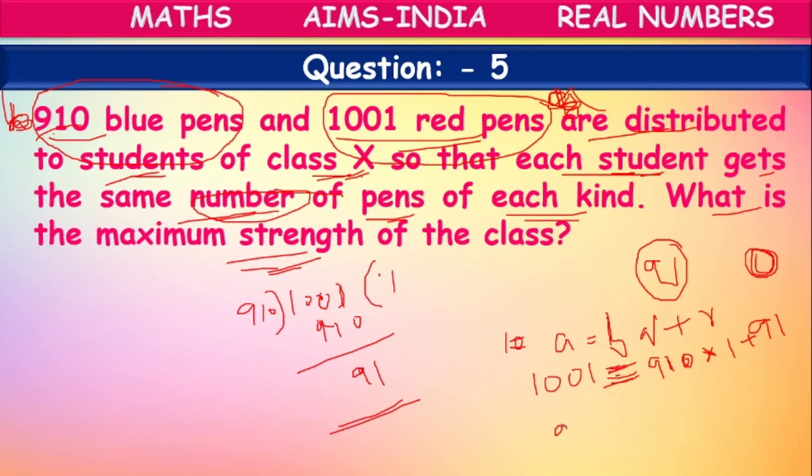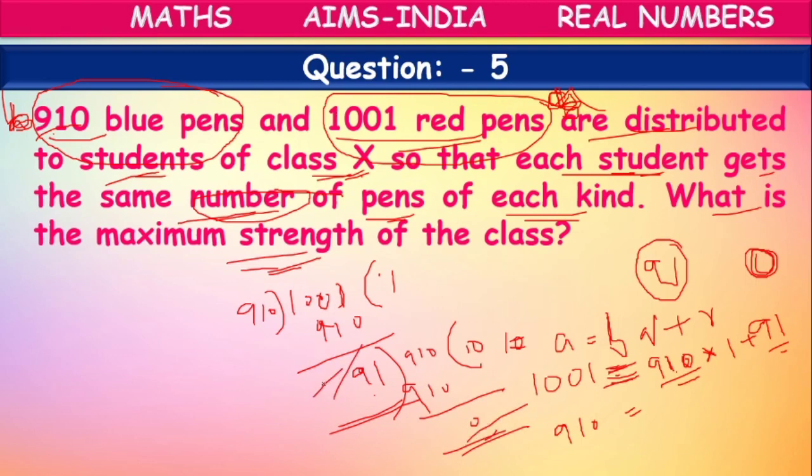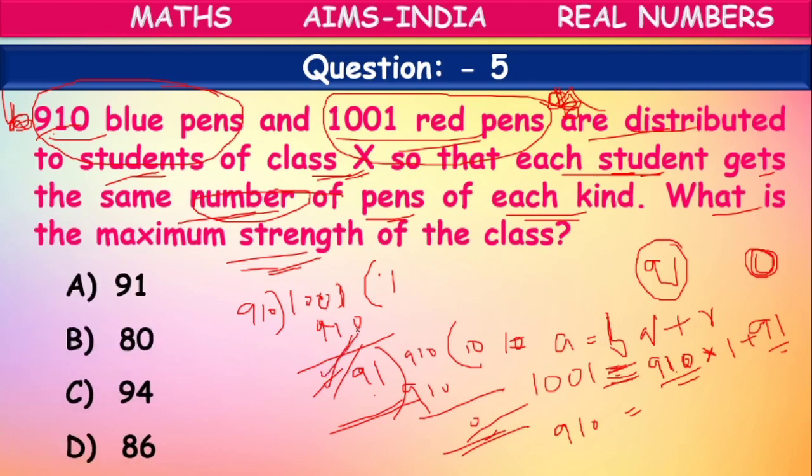Next, I take 910 here, because according to the Euclid division algorithm, we can continue the step. We can continue Euclid division lemma until we get 0. With the 91, 91 times 10 is 910, remainder 0. Means when we have divided with 91, the remainder is 0. So the HCF is 91.